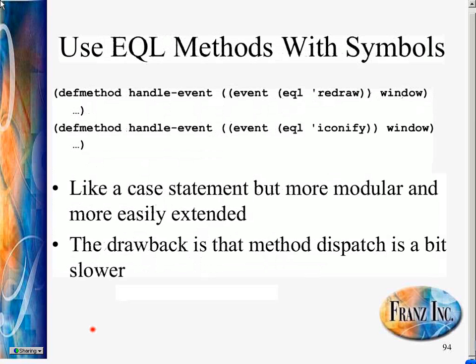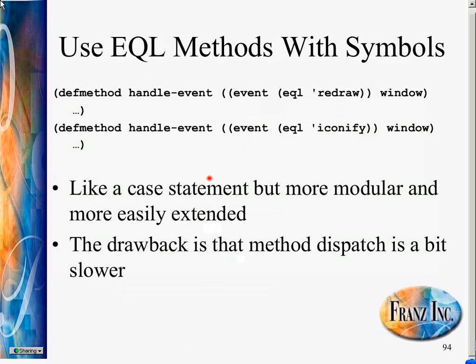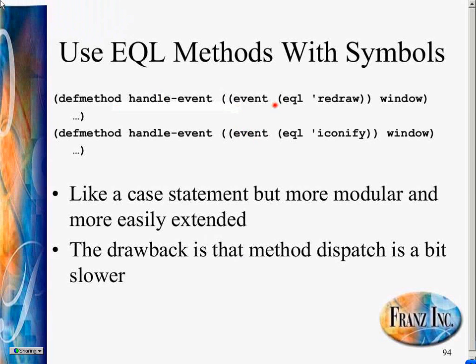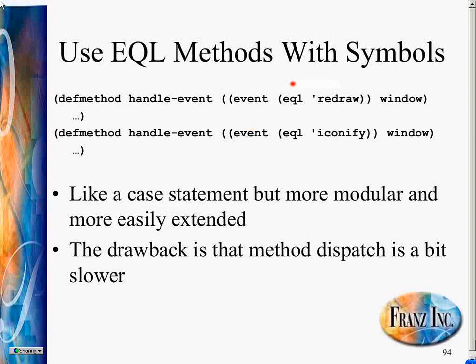You should also have print-object methods. Good idea. It is often useful to define EQL methods with symbols. And as it says, that's like a case statement, but more modular, more easily extended. So here we're defining a whole bunch of methods: when the first argument is the symbol redraw, you do something; when it's the symbol iconify, you do something else. When it's a symbol which we don't have a method for, you'll get an error, much as ecase would give you an error. Or you could define it on t, and just get it to do something, usually nothing, and then it will only do something specific in these specific cases.